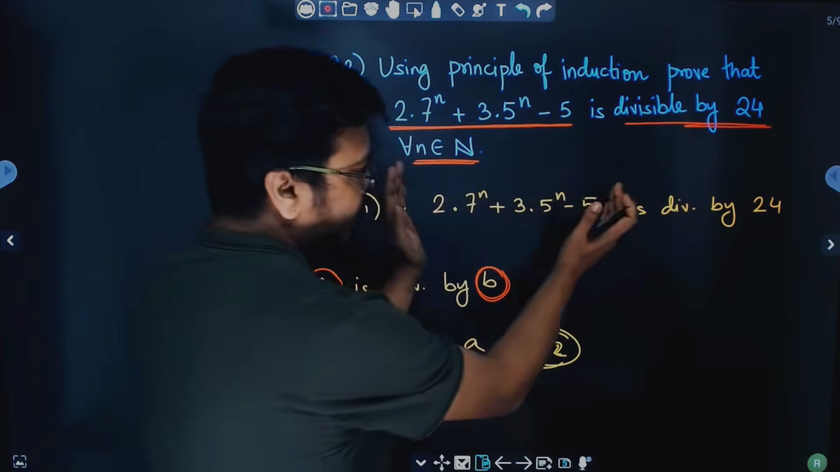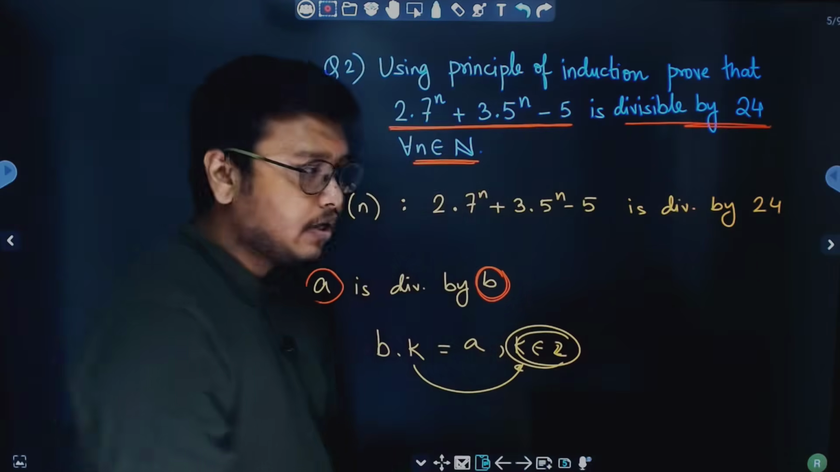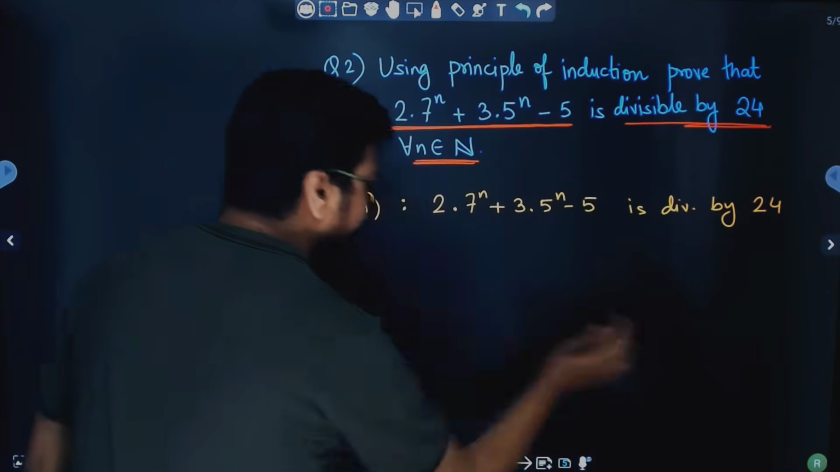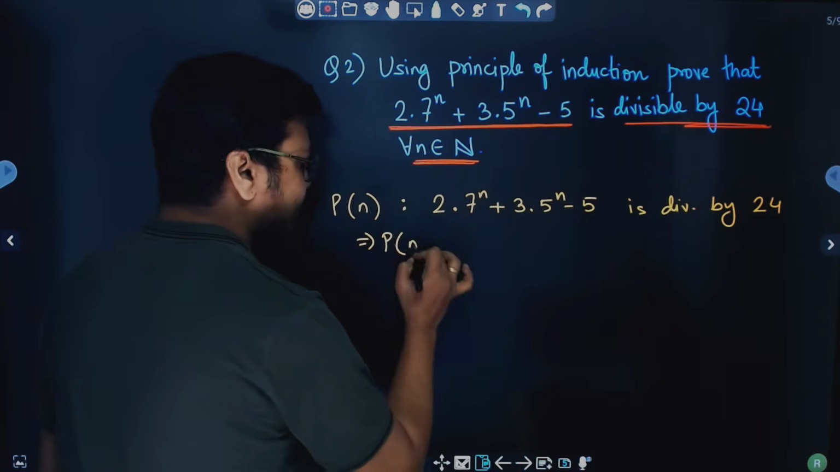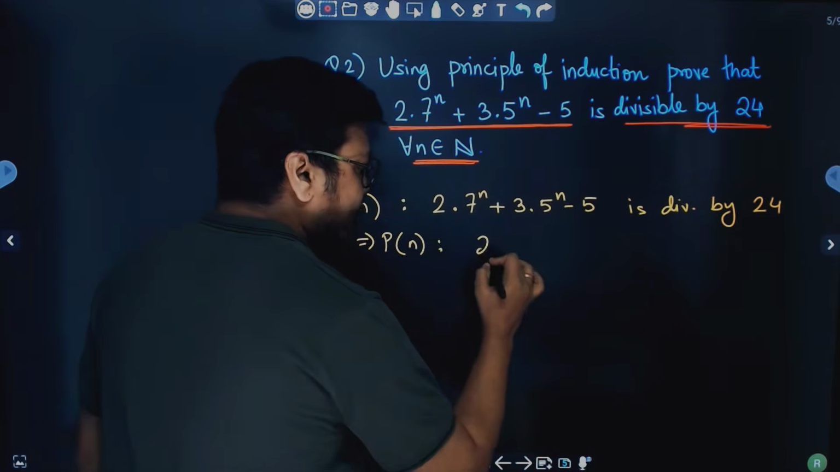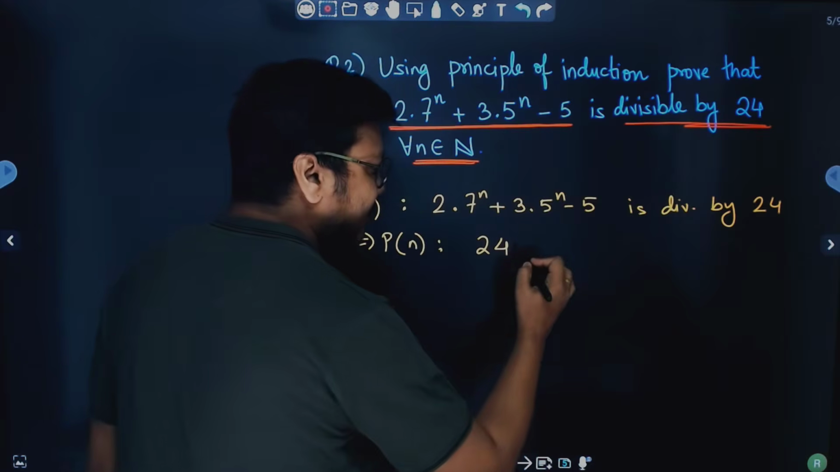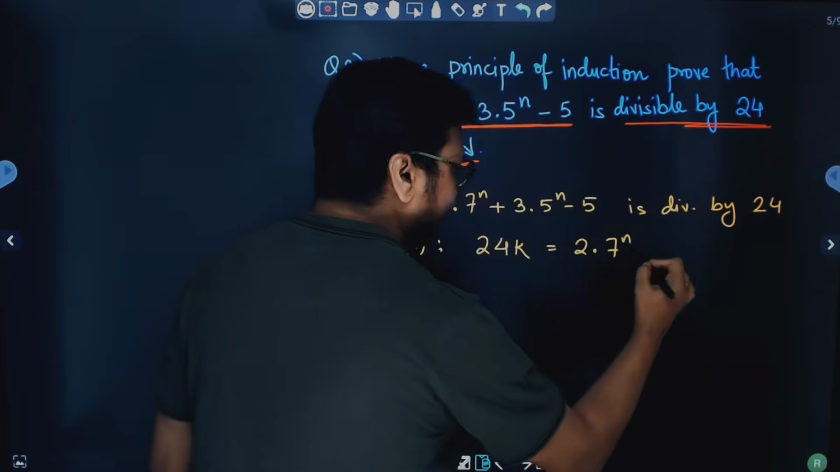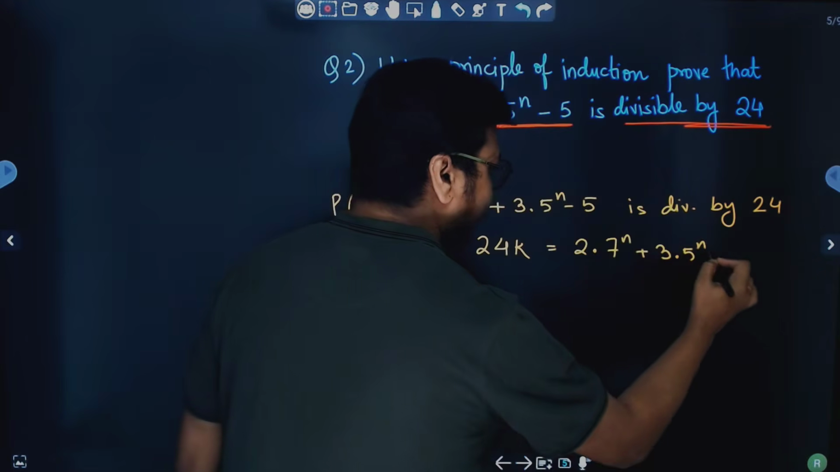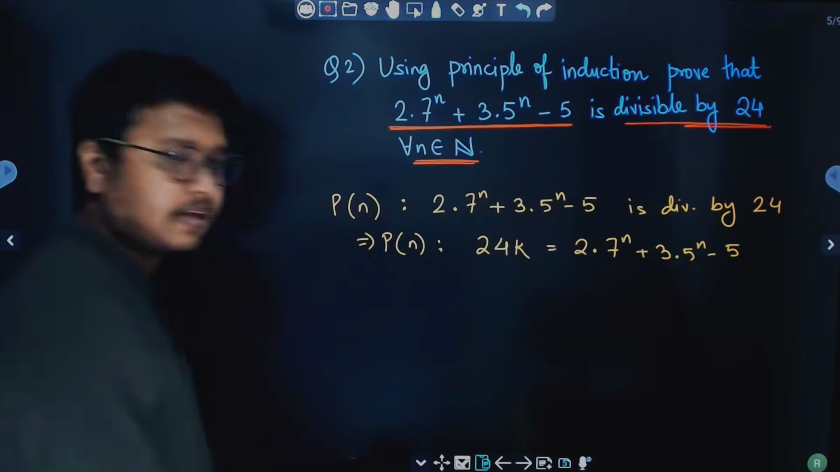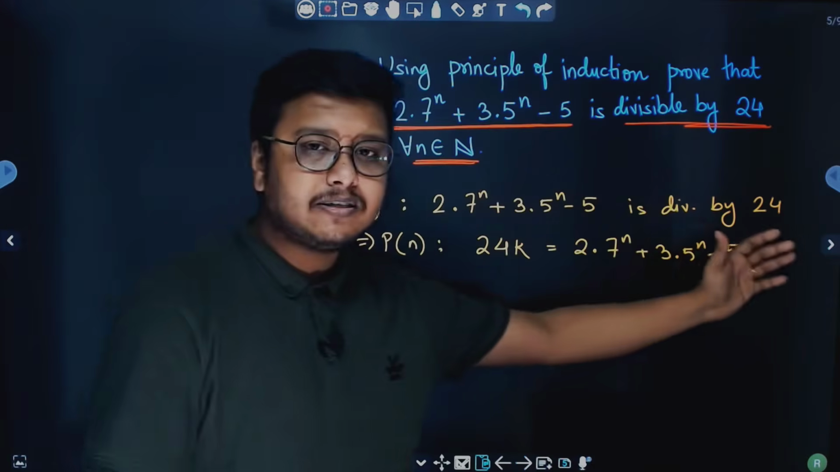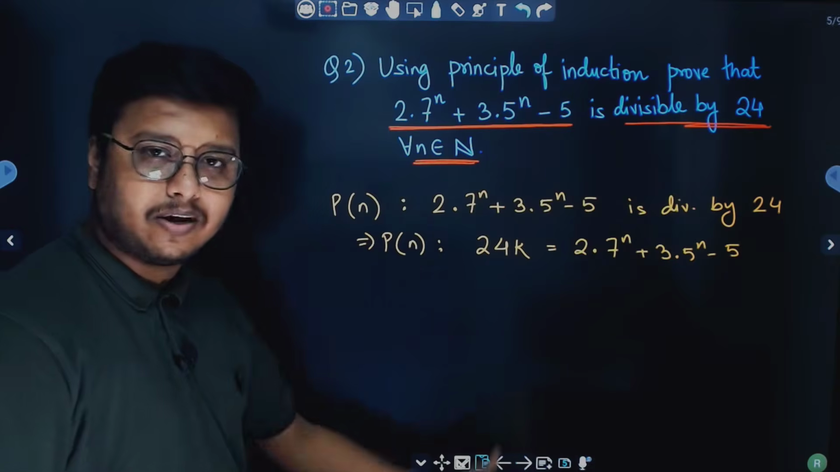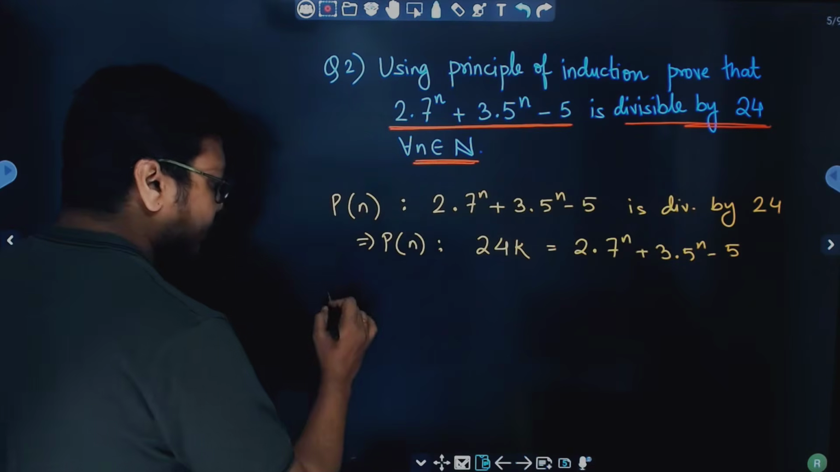So imagine this is your A and imagine this is your B. So I have A is divisible by B. So I can write that my Pn statement is actually 24 times some integer, let's say k, is 2 times 7 to the power n plus 3 times 5 to the power n minus 5. Okay, so I've converted my statement into a mathematical equation. Okay, now let's get started with our induction process.